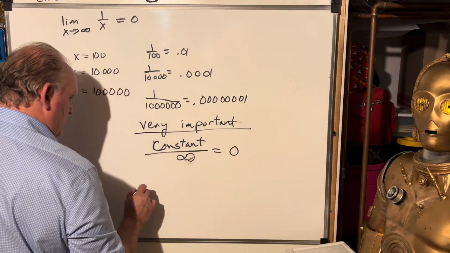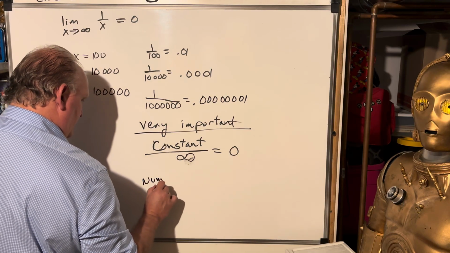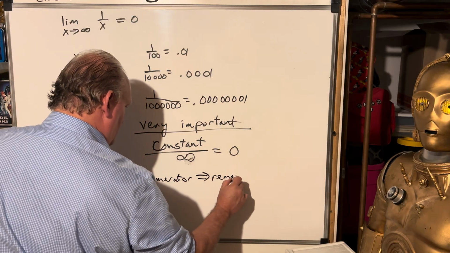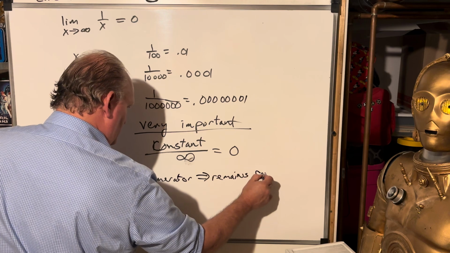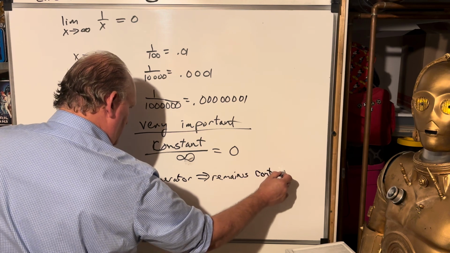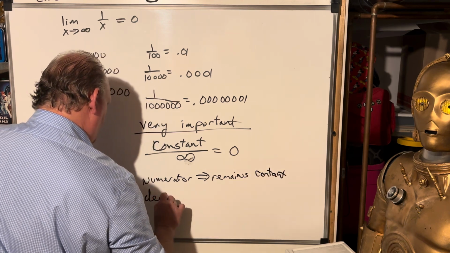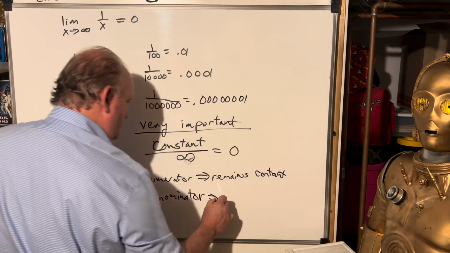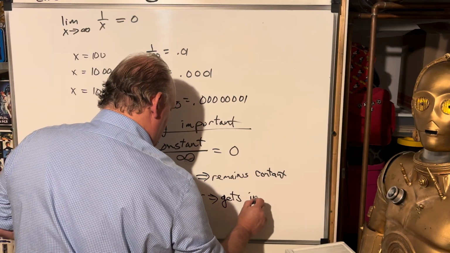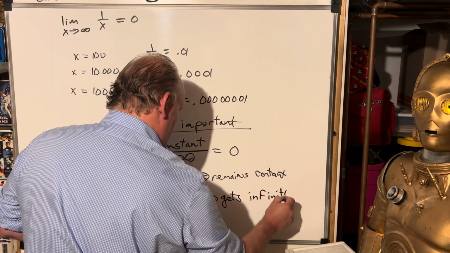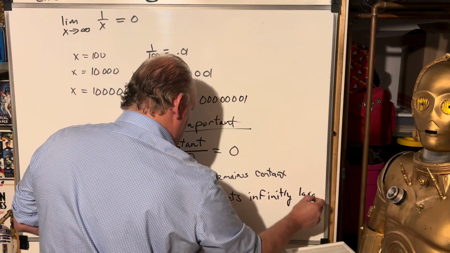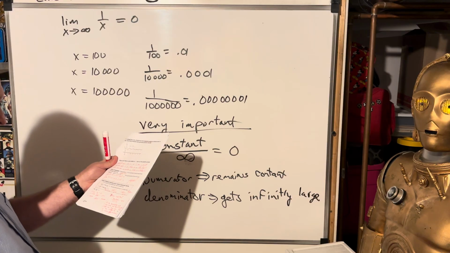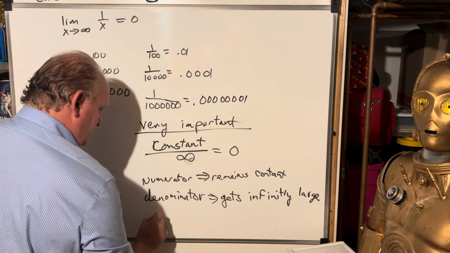All right, so the numerator remains constant, and the denominator gets infinitely large. The end result is the fraction as a whole goes to 0.